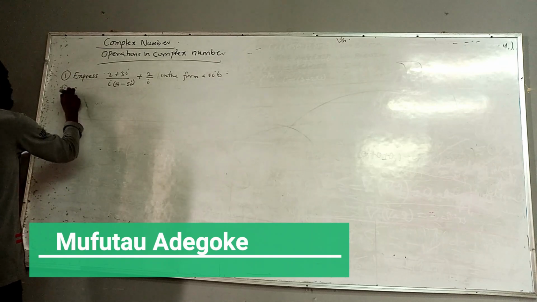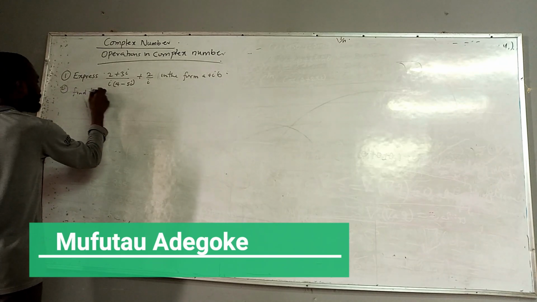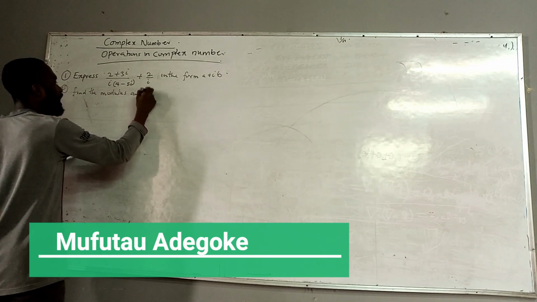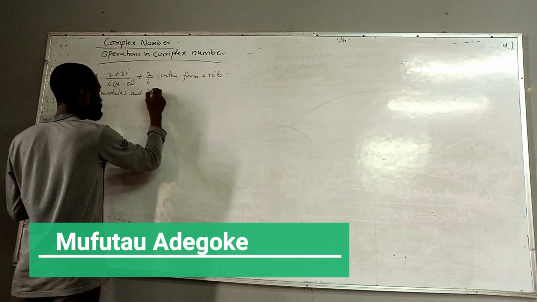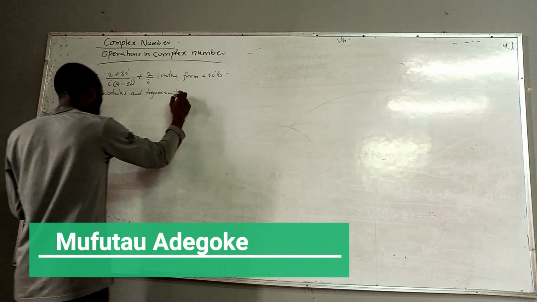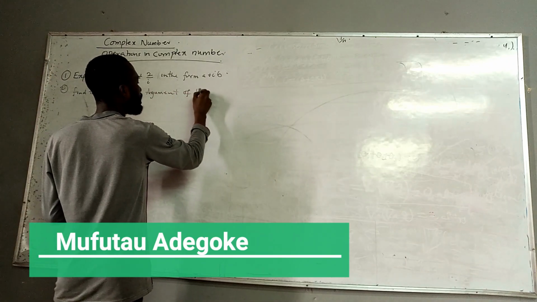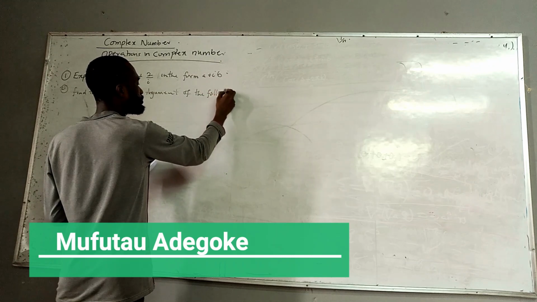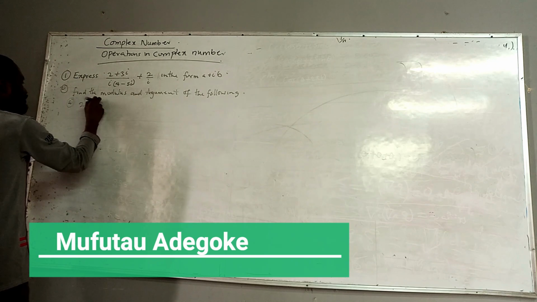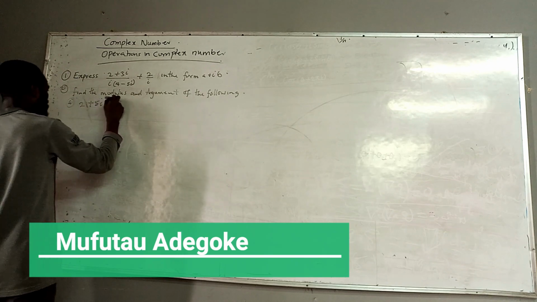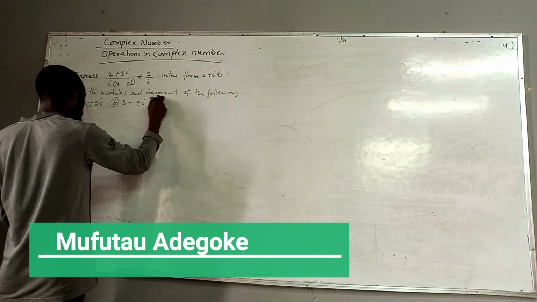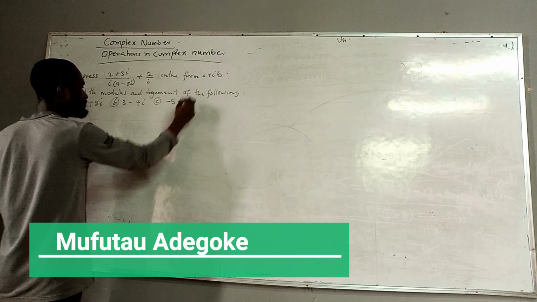The second question, find the modulus and argument of the following. A, 2 plus 5i. B, 3 minus 4i. C, minus 5 minus 7i.